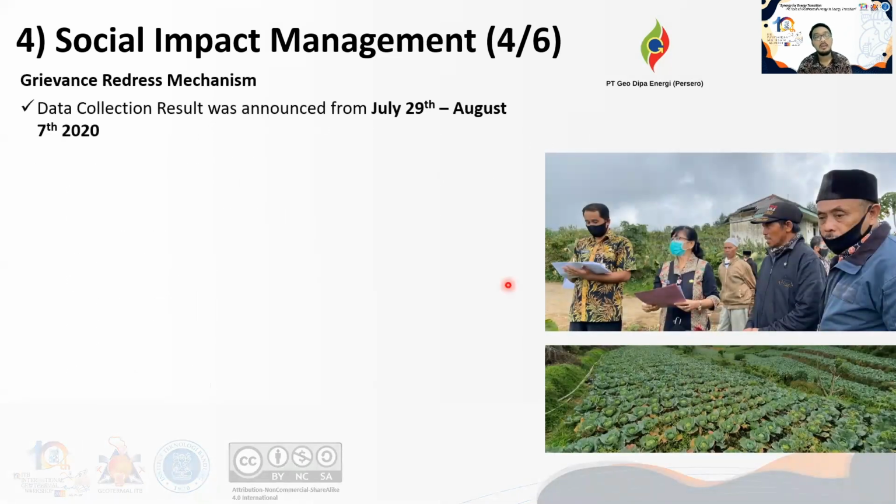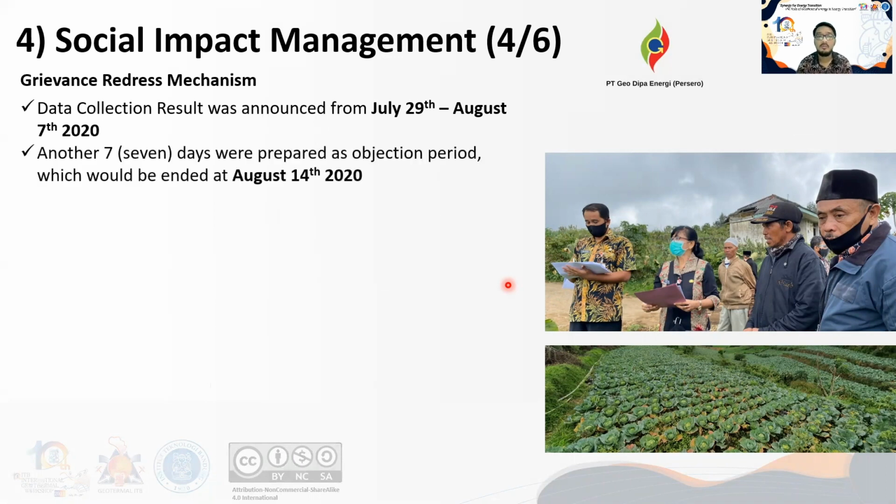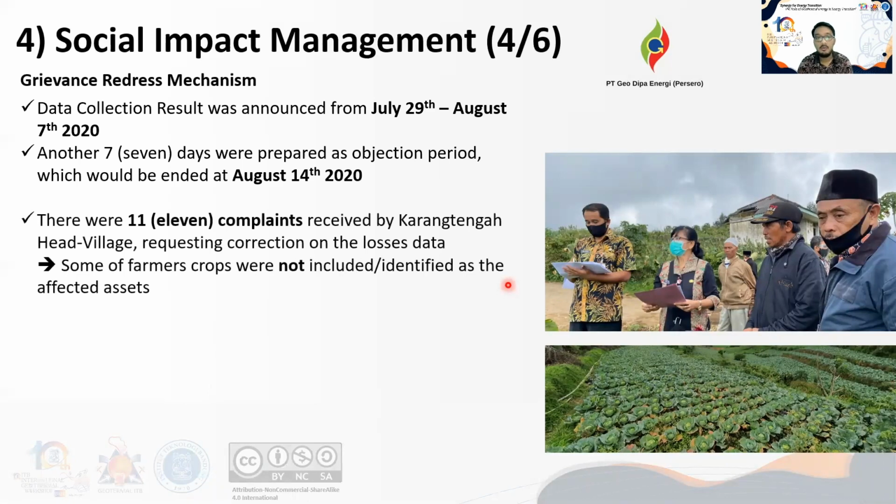So the data collection result was announced from July 29th to August 7th, 2020. Another 7 days were prepared as the objection period, so it ended on August 14th. During this period, there were 11 complaints received by Karang Tengah Head Village requesting correction on the lost crops data. So 11 farmers' crops were not included, not identified as affected assets.